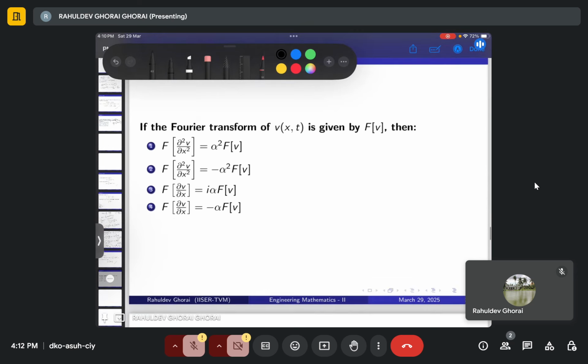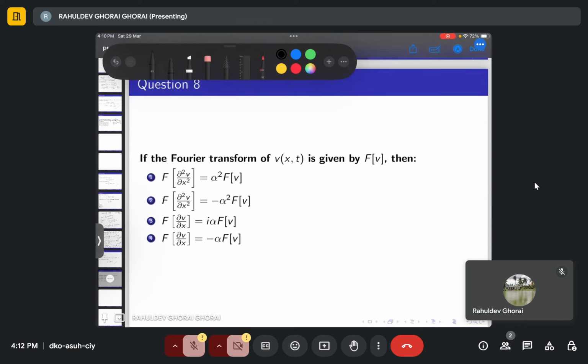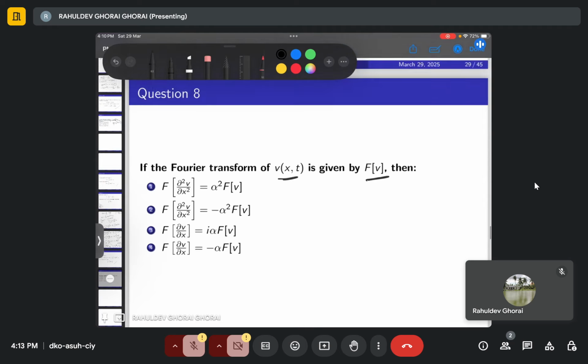Now we'll move to the next part, or the last part, of the tutorial session. If the Fourier transformation of v of x is given by f v, then what can you say about the second derivative and the first derivative of the function? This is the Fourier transformation of v x. So what will be the Fourier transformation of the second derivative and the first derivative? That's the question mainly.